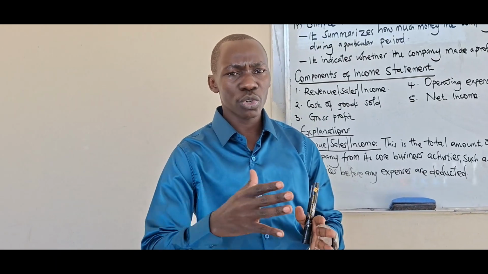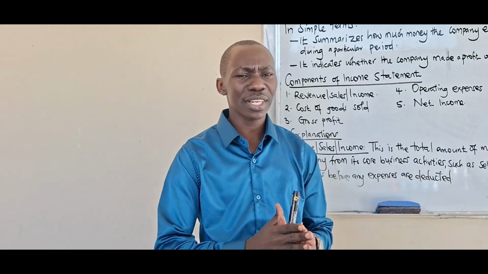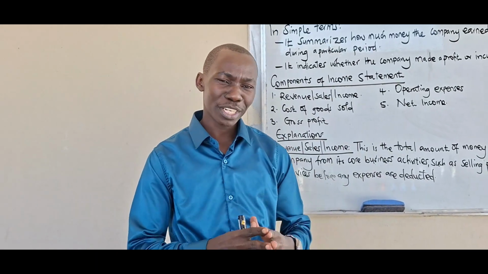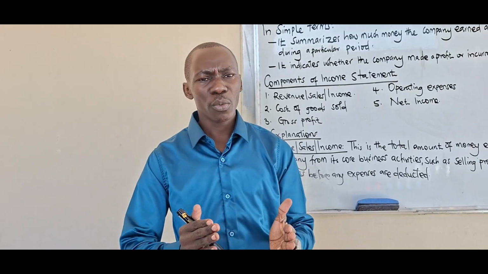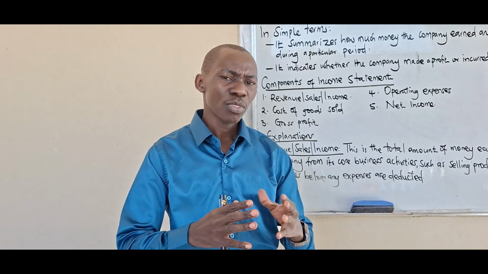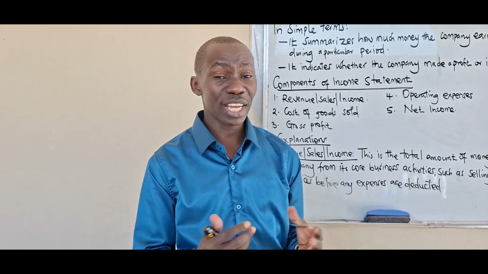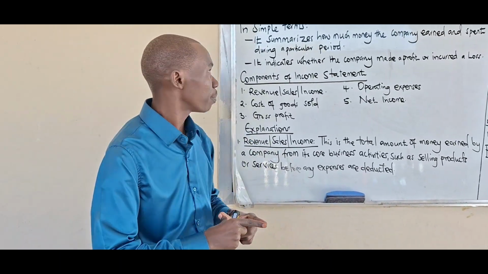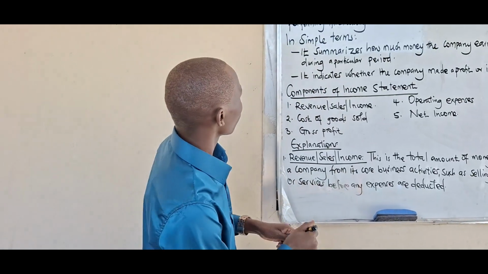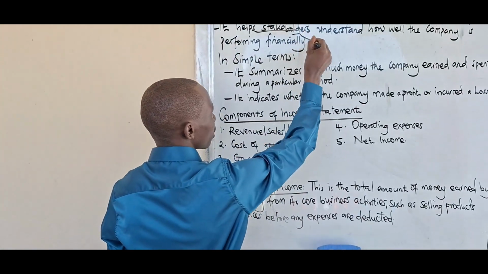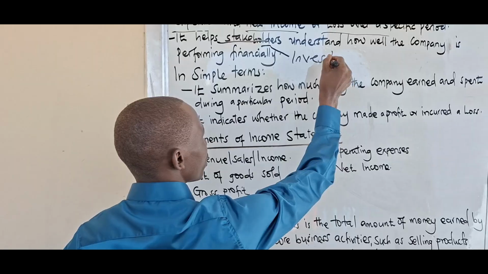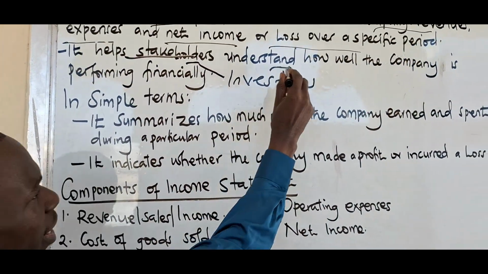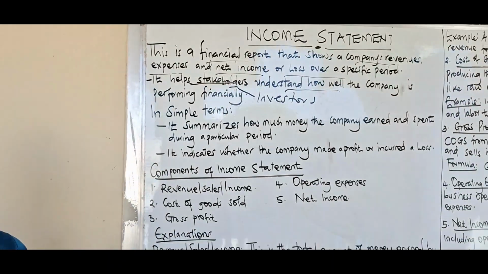So as you close your year, suppose your year runs from 1st January to 31st December, at the end we have to prepare our income statement to show whether we have made a profit in the previous year or we have incurred a loss. That will help us to make an assessment about the performance of the business over a given period. It helps stakeholders, which could be the investors. You are presenting to investors so that they can understand how well the company is performing financially.